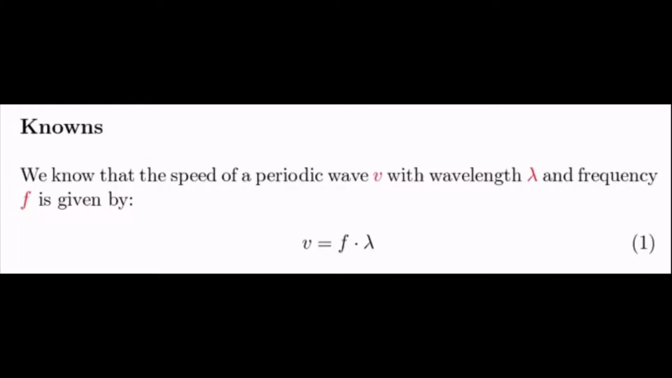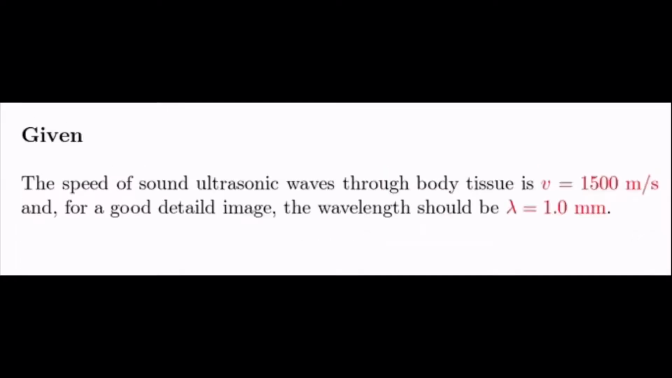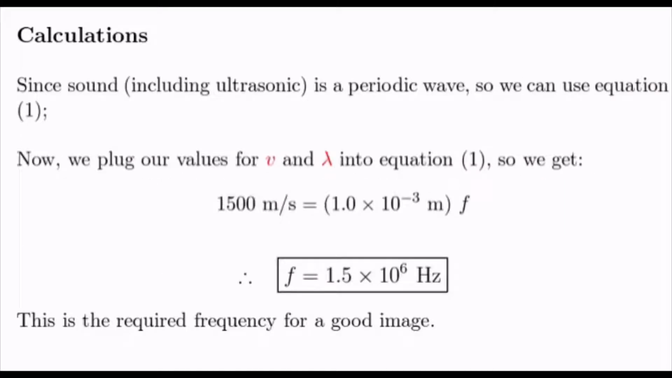To solve this question, we know that the speed of a periodic wave v with a wavelength lambda and a frequency of f is given by v equals the frequency times lambda, and we would be using this equation throughout the problem. Now, throughout the question, we are given the speed of sound of the ultrasonic waves through the body's tissue is 1,500 meters per second, and we know that a good detailed image can be achieved with a wavelength of 1.0 millimeters. Our calculation would look like this.